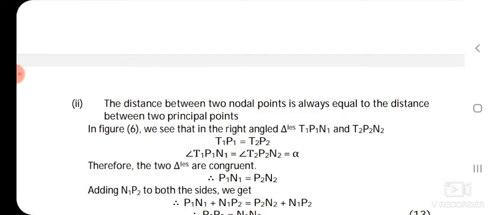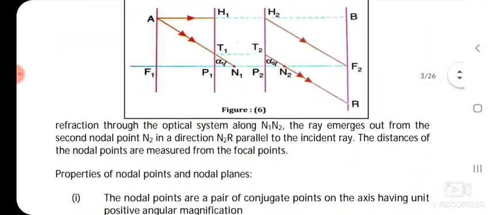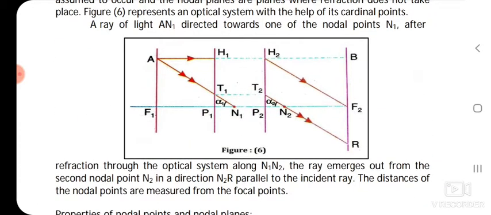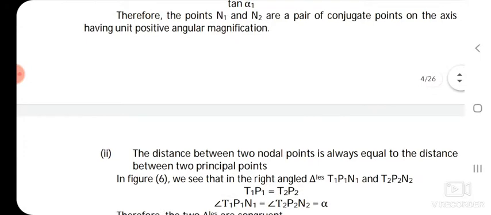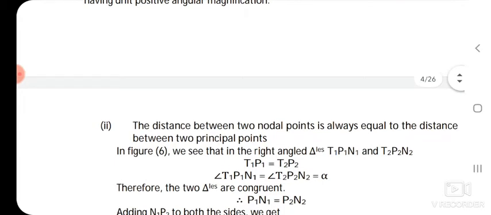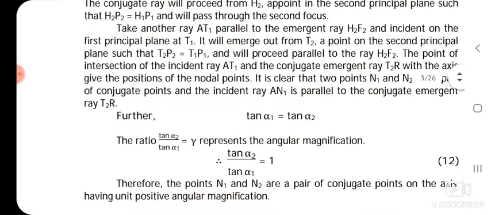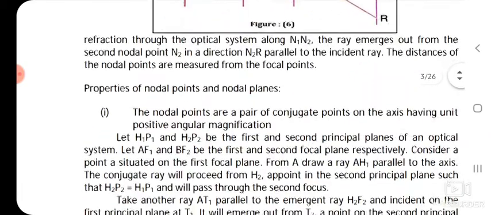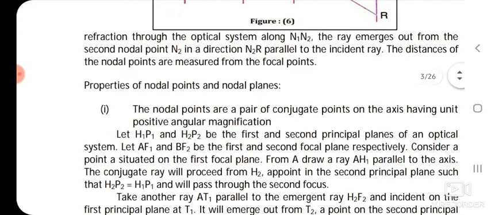We see that the right angle triangles T1P1N1 and T2P2N2, just see in this figure, are right angle triangles in which T1P1 is equal to T2P2. Angle T1P1N1 is equal to angle T2P2N2, means angles P1 and P2 are both the same. One side is equal, another angle is equal. Therefore, these two triangles are congruent, because P1N1 is equal to P2N2.